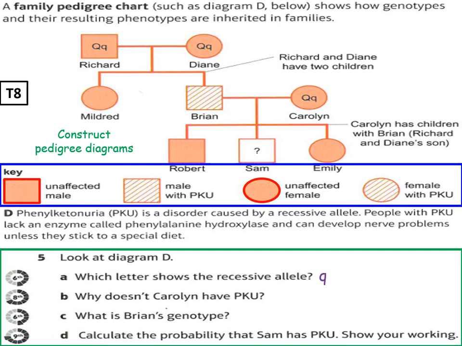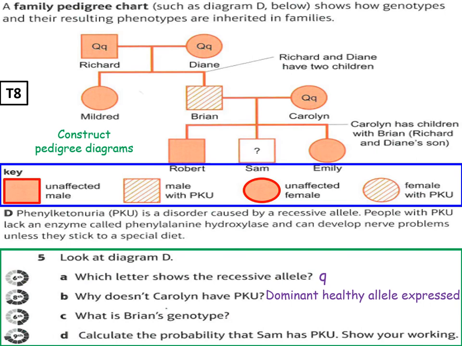Why doesn't Caroline have PKU? If we look at Caroline, we can see that she is capital Q, lowercase q. This is a genetic disorder that is recessive. So if it's a recessive disease, she needs to have two lowercase q. She's got capital Q and a lowercase q. The capital Q is healthy, so she's expressing the healthy allele, which is dominant.